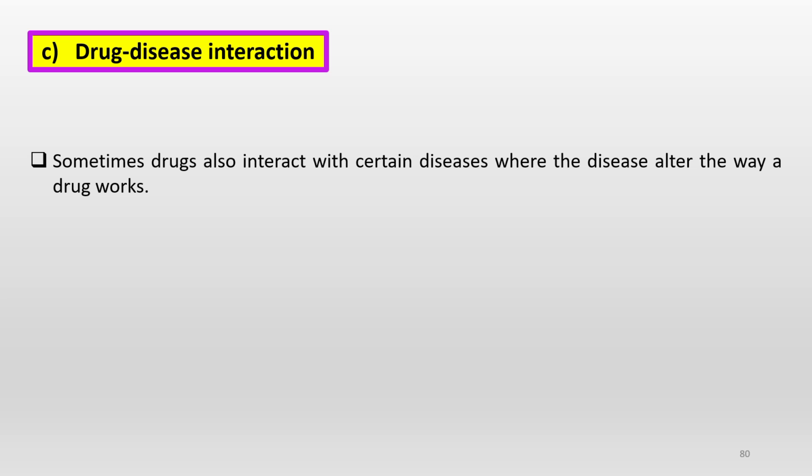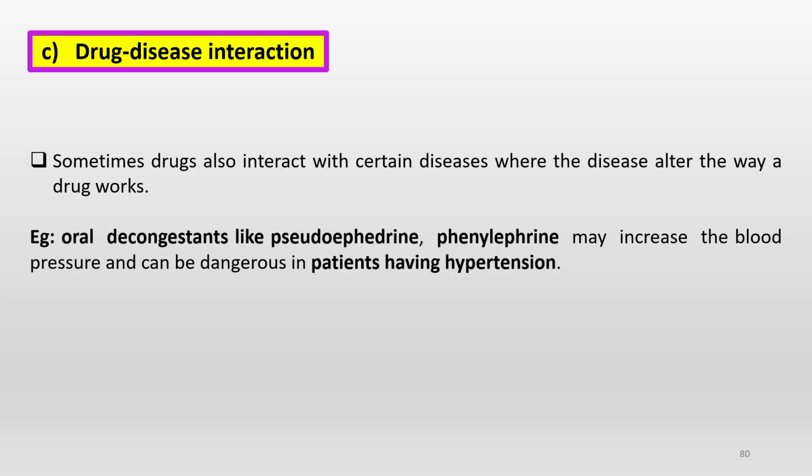So this is drug-disease interaction, the third one. Sometimes drugs also interact with certain diseases, where the disease alters the way the drug works. Example: oral decongestants like pseudoephedrine and phenylephrine may increase the blood pressure. This can be dangerous to patients having a disease like hypertension.